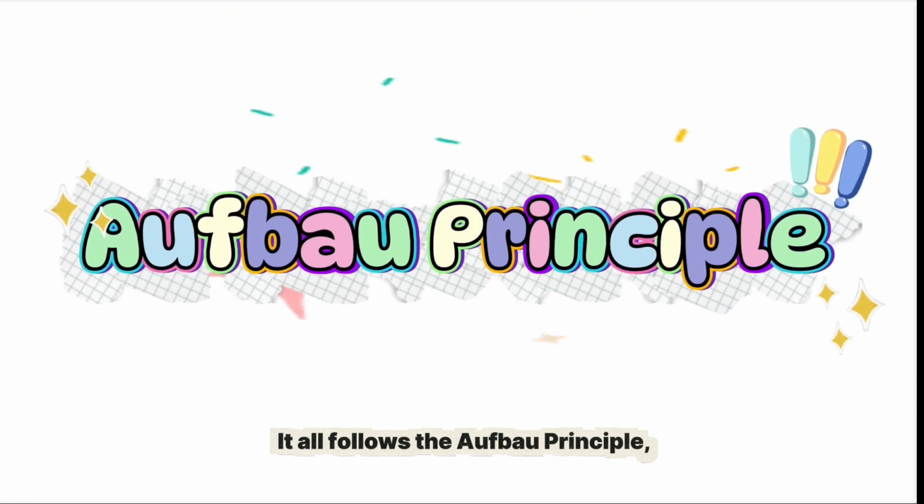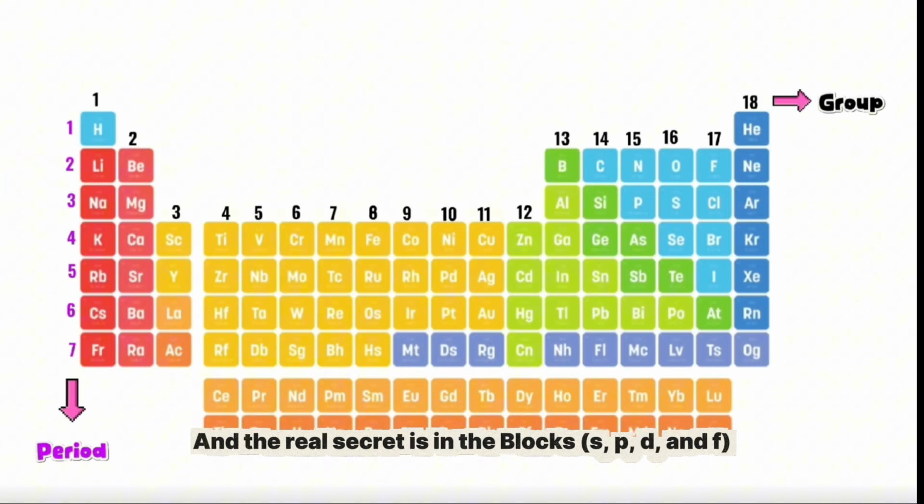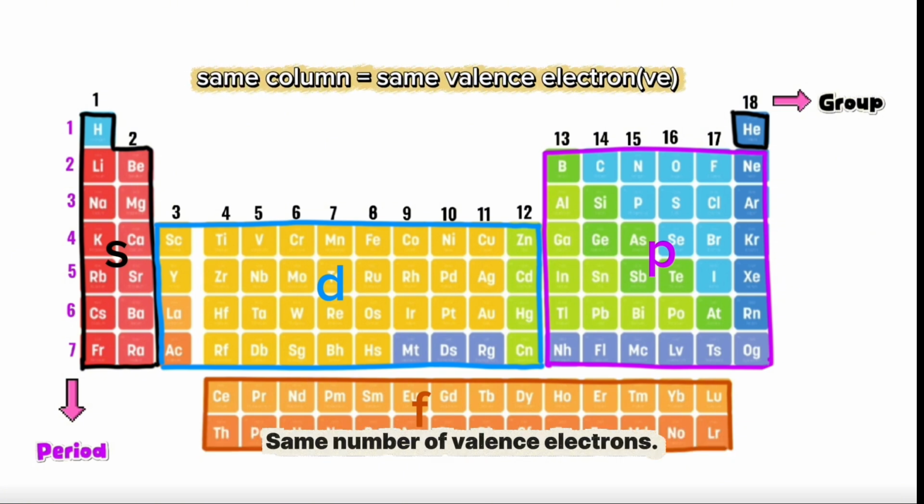It all follows the Aufbau principle, where subshells are filled with electrons in order of increasing energy levels. And the real secret is in the blocks s, p, d, and f, which are based on where their last electron lands. If they are in the same column, they have the same number of valence electrons.